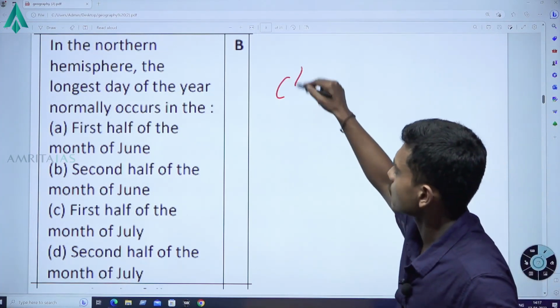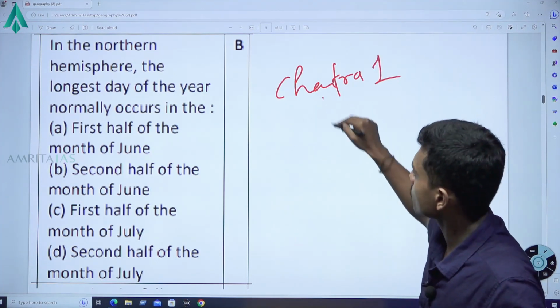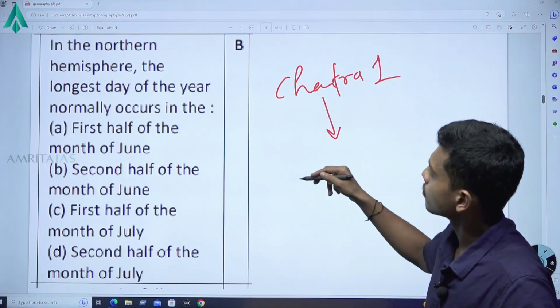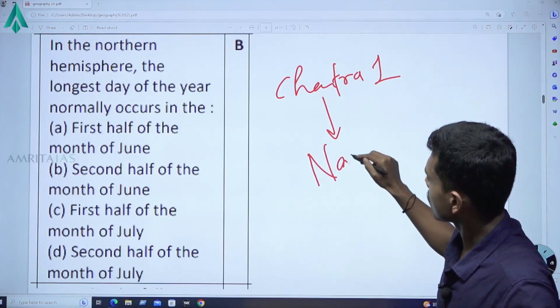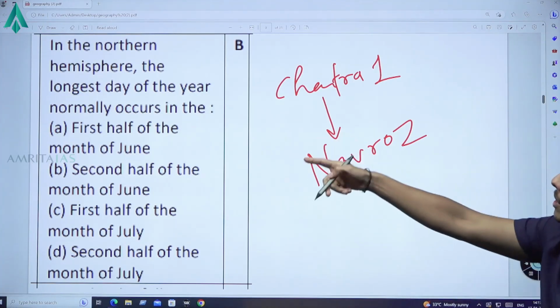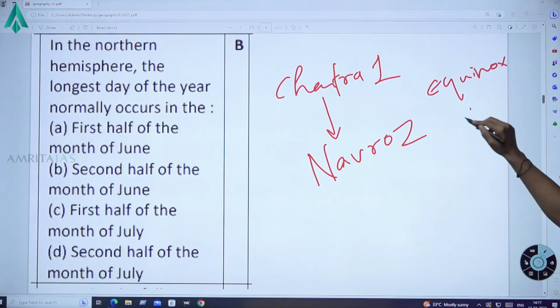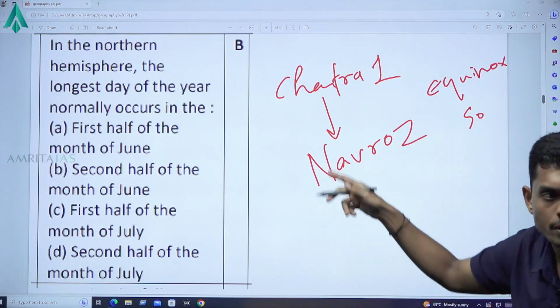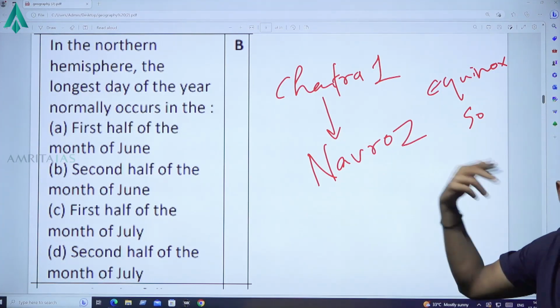They had asked about Chaitra one. Try to find out what is the relation between Chaitra one and Navruz, and what is the relation with the equinox and solstice. All these things are related. One year this question was asked. Okay, so that's why this question got asked, because of that PYQ.